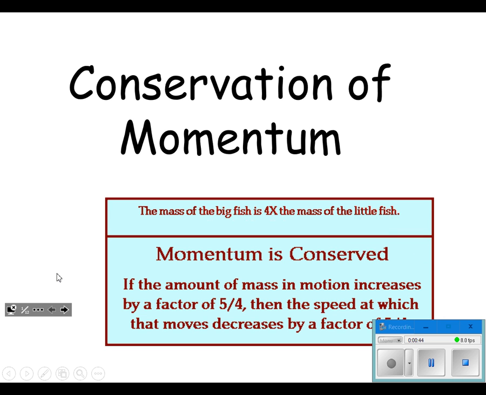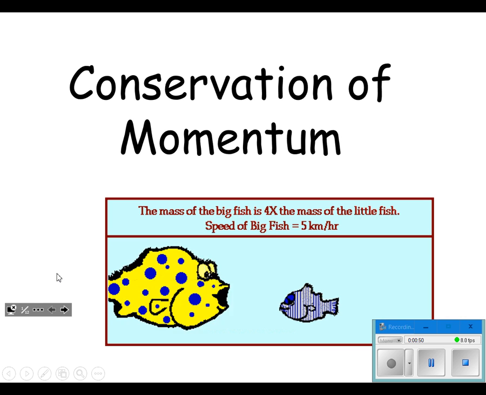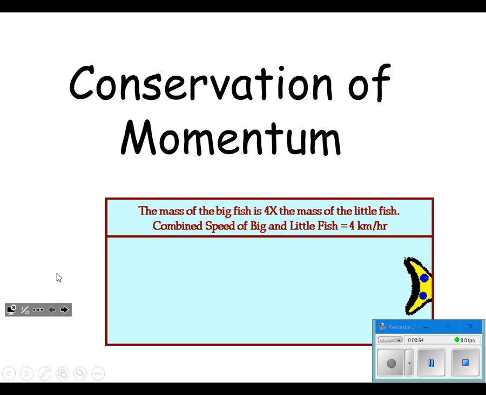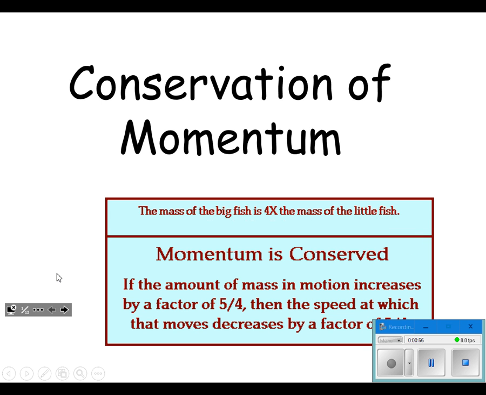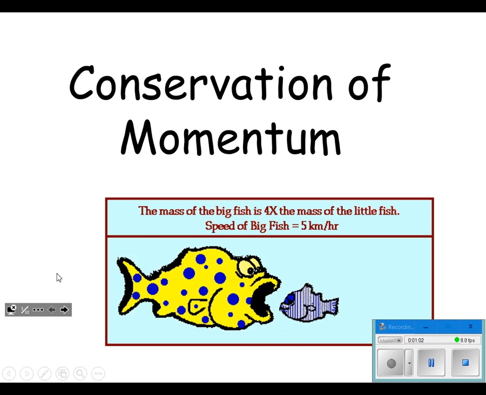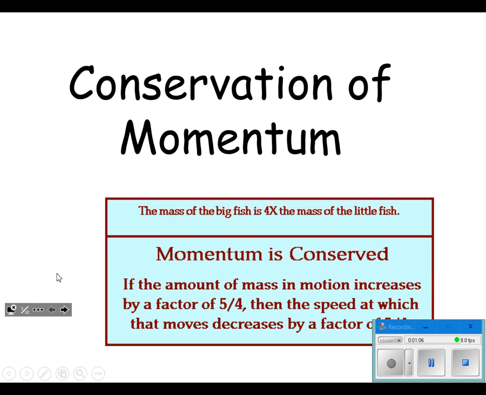With my visual right here, I have a really big fish and I have a little fish. And then the big fish eats the little fish. So he has a certain speed and the little fish didn't have a speed. But when they go off together, the bigger fish now has to be going slower because he has more mass. But overall, the whole momentum has to stay the same, regardless.